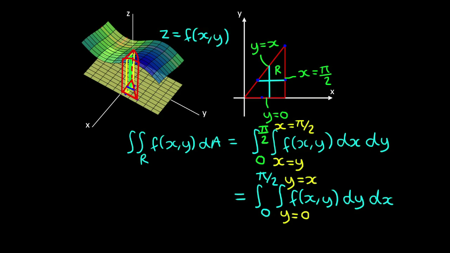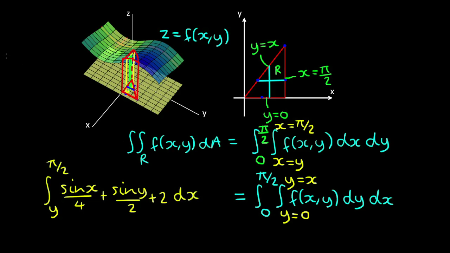So as an example, the function defining this surface is sine x on 4 plus sine y on 2 plus 2, and we'll integrate with respect to x first. So we're integrating from x equals y to x equals pi on 2. And then we integrate the result with respect to y from y equals 0 to y equals pi on 2.